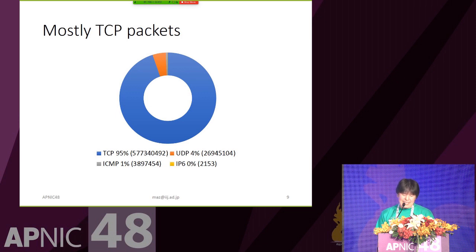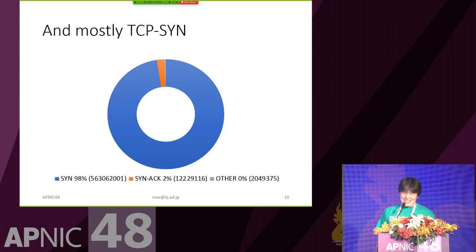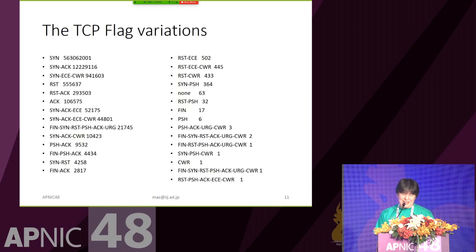About 95% of the incoming packets are TCP, UDP, ICMP and IPv6, and mostly TCP, right? This is a common technique to scan the network, opening services, right? And a few SYN-ACKs could be reflection packets from the victim and some others. The TCP flag variation is interesting.